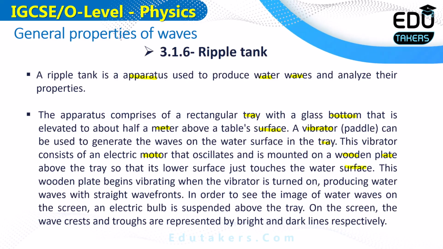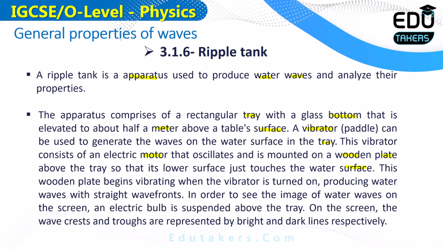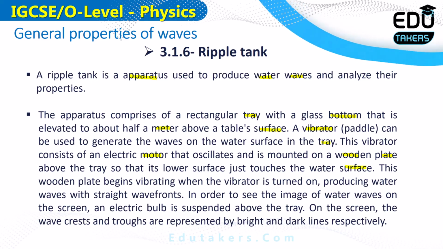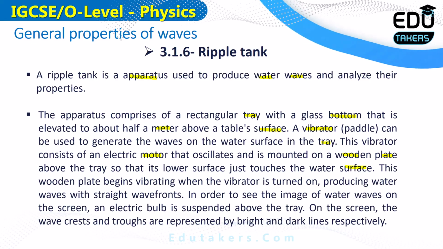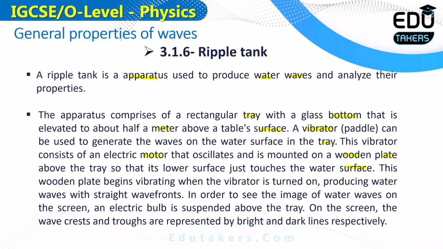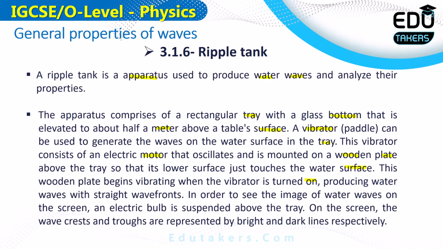The vibrator is basically the electric motor that vibrates and it is mounted on the wooden plate, so that when the electric motor vibrates, the wooden plate also vibrates and the water waves are produced on the surface of the water. This wooden plate begins vibrating when the vibrator is turned on, producing the water waves with a straight wave front.